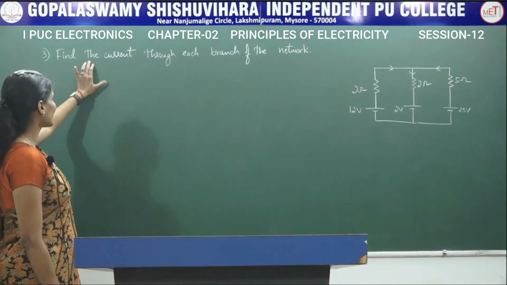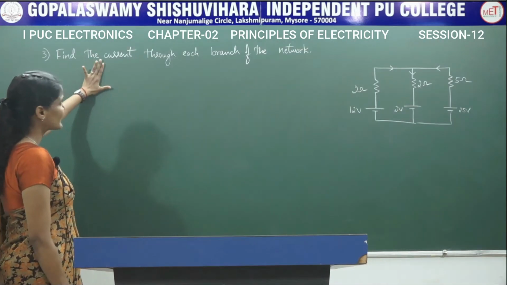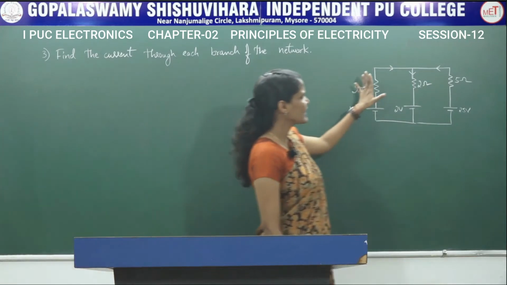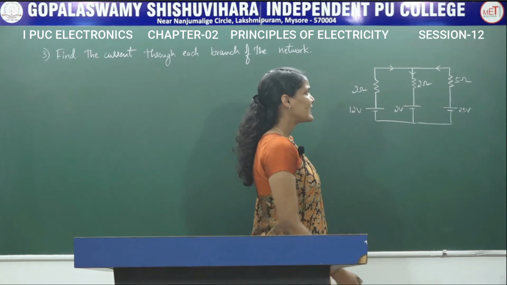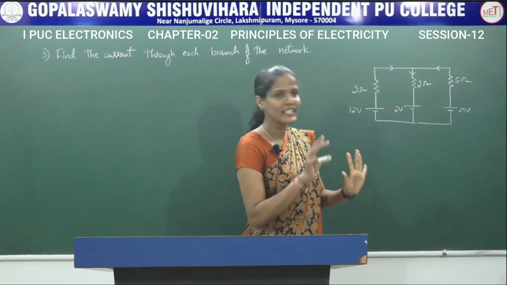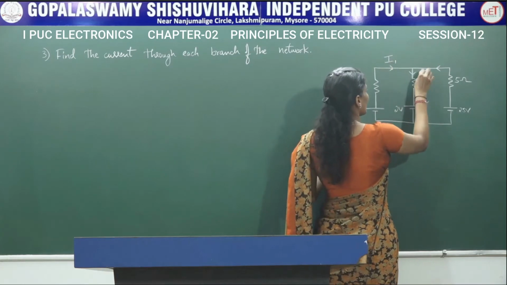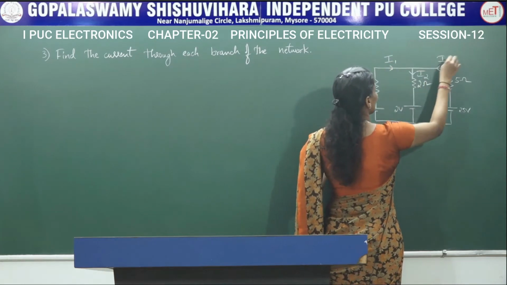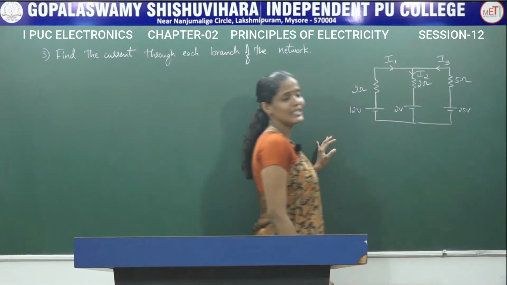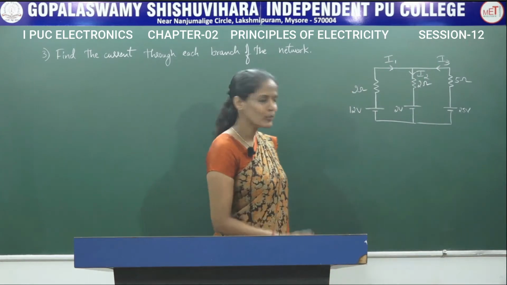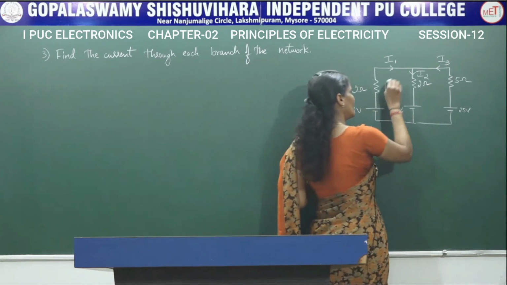So this is the next problem, that is, you have to find the current through each branch of the network. Here they have given the arrow marks for each branch, but they have not named those branches. So let us denote these branch currents as I1, I2 and I3. And they have not even drawn the loop current. So let us draw the loop current.